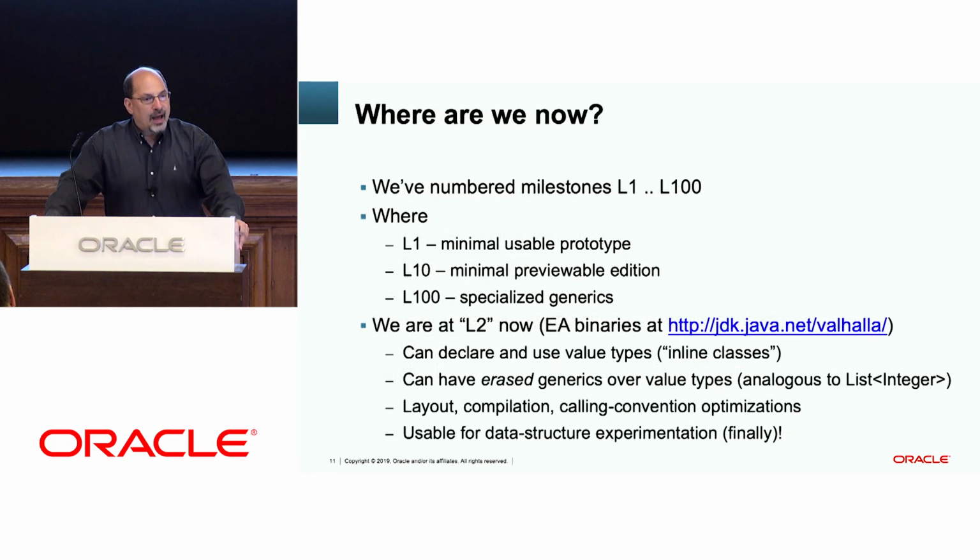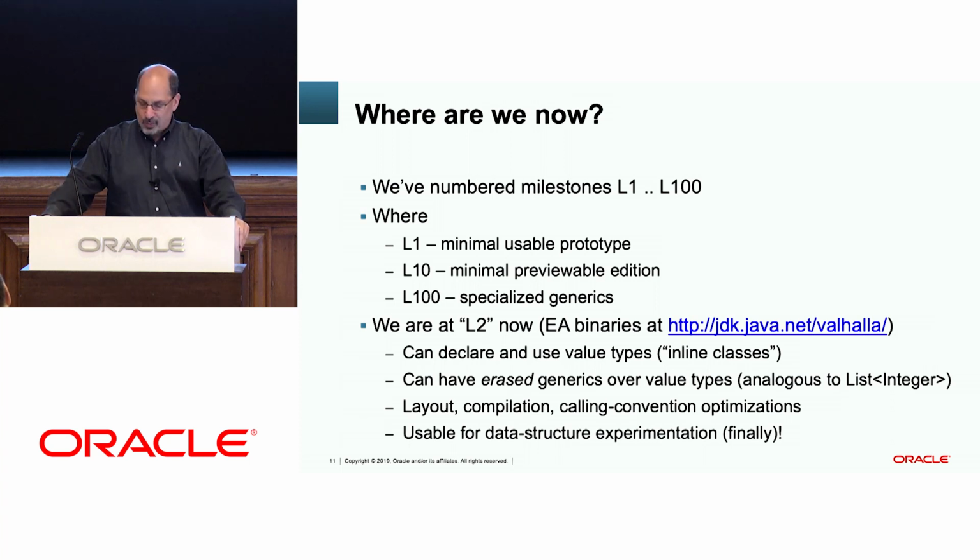So where are we now? We picked as a numbering scheme milestones 1 through 100 just to give ourselves some room to work. And we picked a sort of logarithmic scale where we said, L1 should be the minimal thing that's usable that you could write a program with, and L10 should be the minimal thing that we are comfortable enough with that we could take it to a preview feature in a Java release. And L100 brings in all of the things that we've been driving towards, like migration compatibility and specialized generics and all of that.